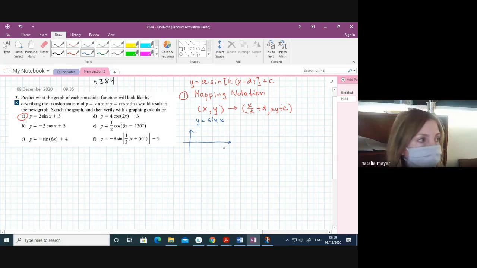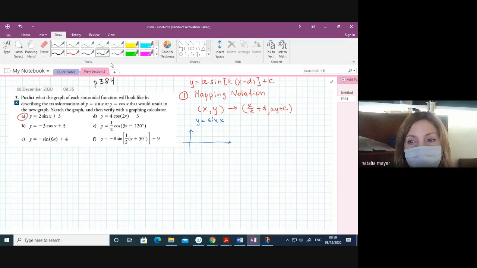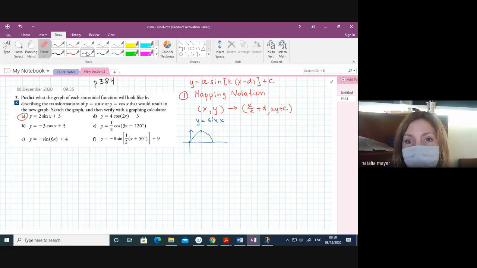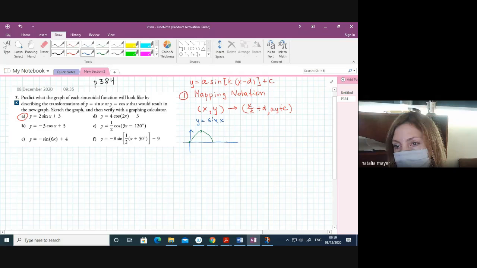Right, so tell me, where does the graph of the sine x function start? At the origin, very good. Then where does it go, up or down? Up, to the maximum. And then what happens next? It returns back to the axis, and then goes down to the minimum. I need to extend a little bit.